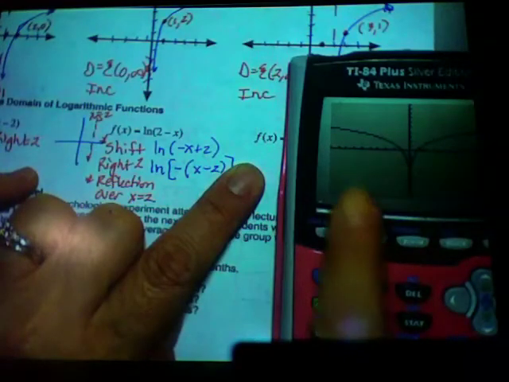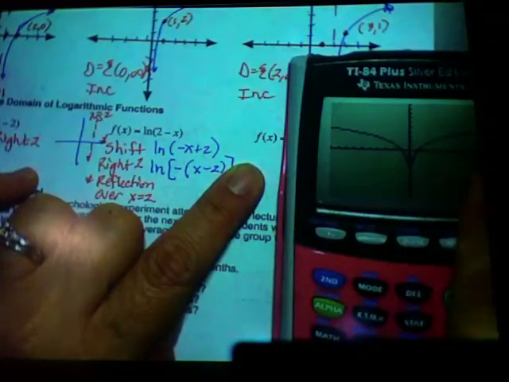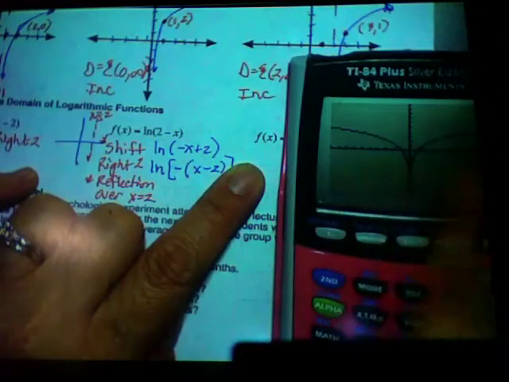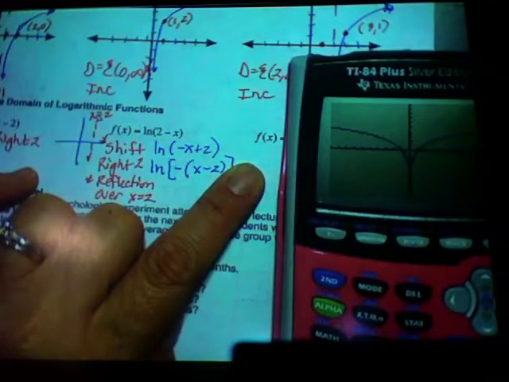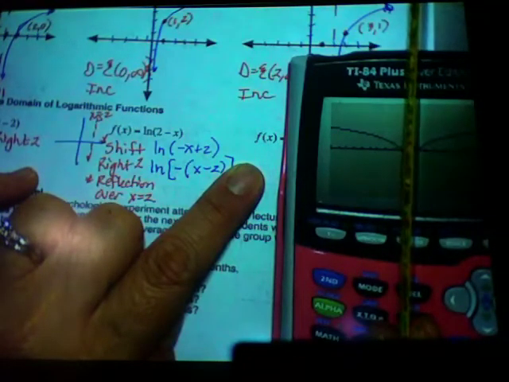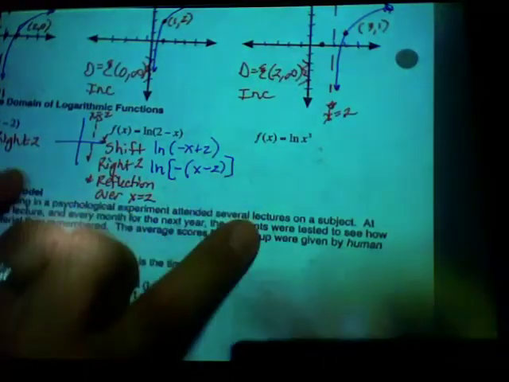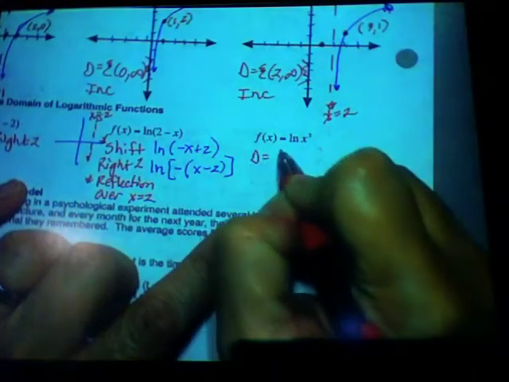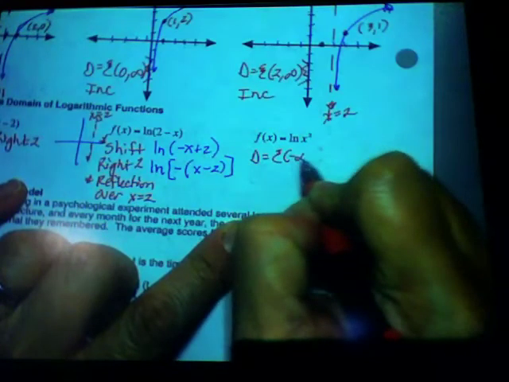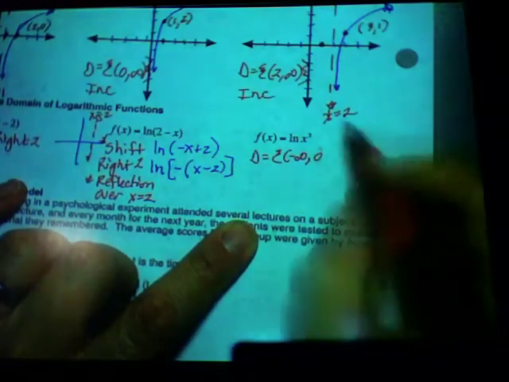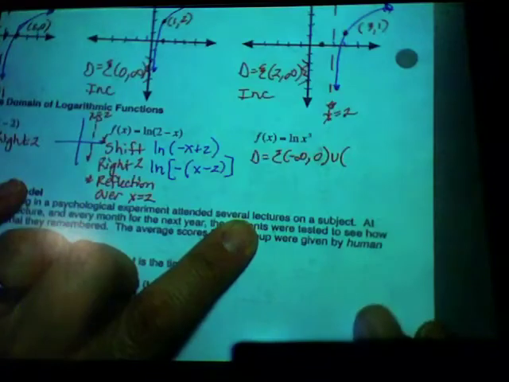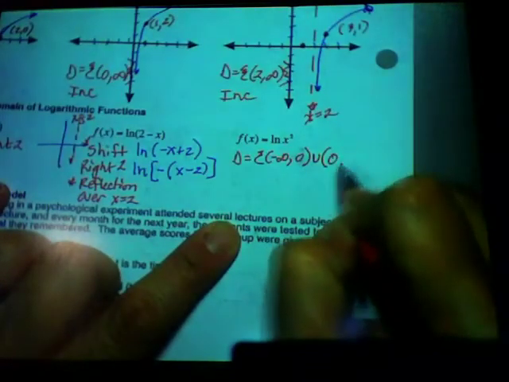And so the domain for this is now all real numbers with the exception of one value, and that's your vertical asymptote. Still hasn't changed. You still can't take the natural log of 0. So your domain is going to go for this one, negative infinity to 0, union 0 to positive infinity.